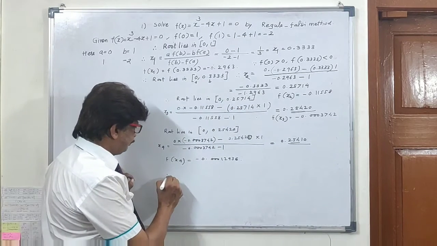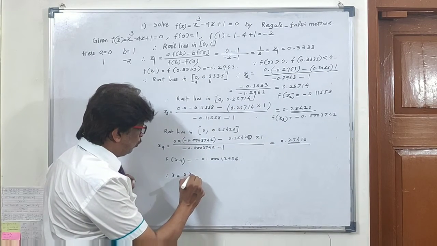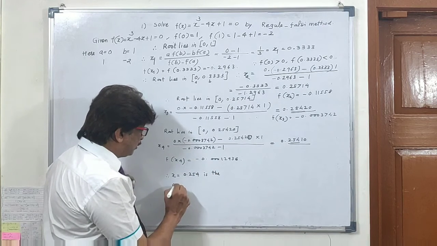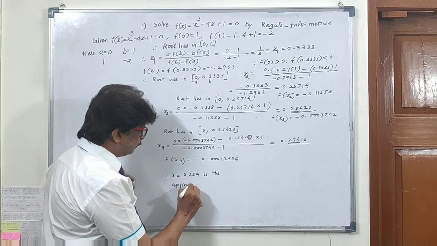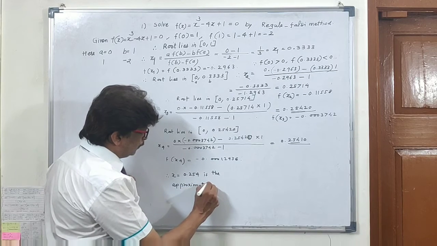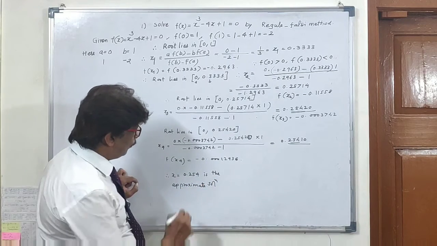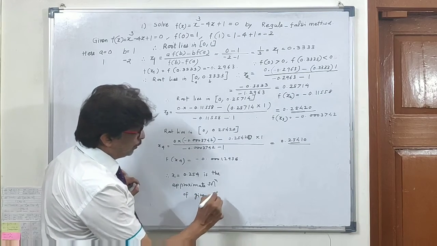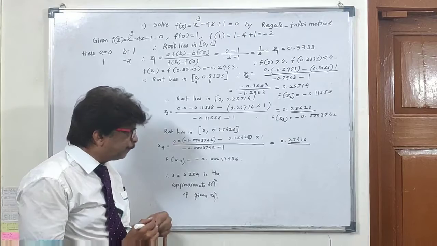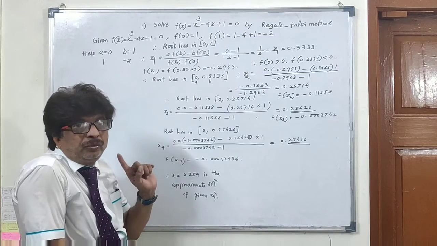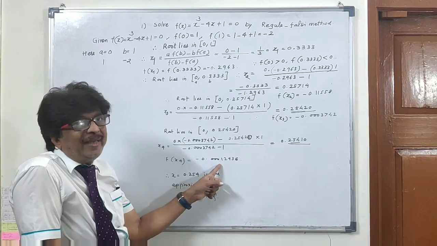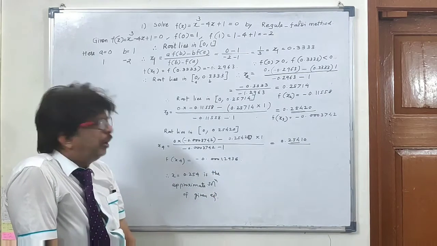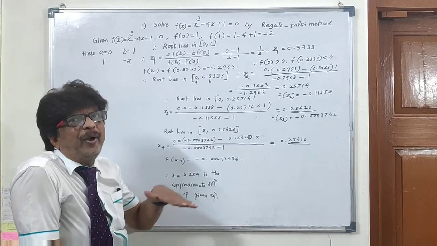Therefore, x equal to 0.254 is the approximate solution of the given equation, because its f value is as close as to the origin. It is nearer and nearer to 0. That is why this is the approximate. It is not exactly 0.